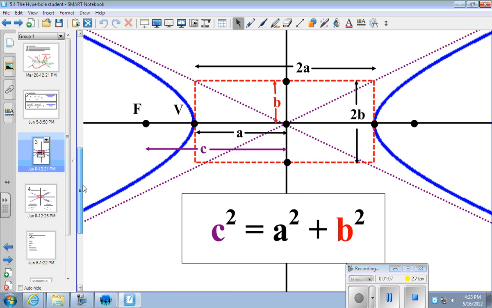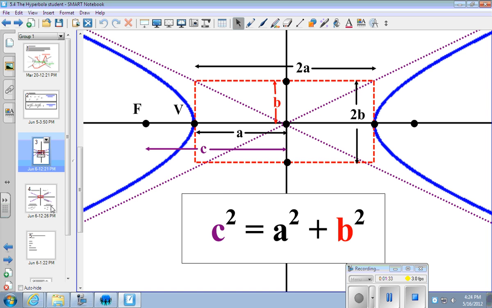Here are another couple of distances we have. The distance from the center up is called b. The distance from the vertices to the center is a, or the total distance would be 2a. The distance from the center to the focus is c. And there's a relationship such that c squared equals a squared plus b squared.